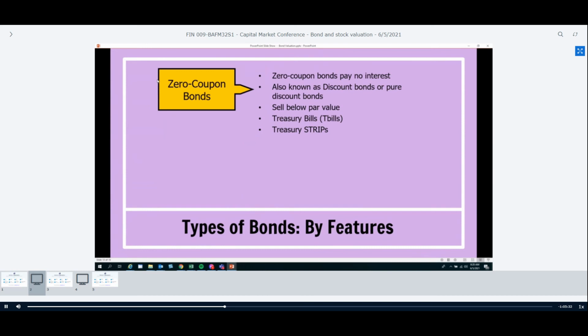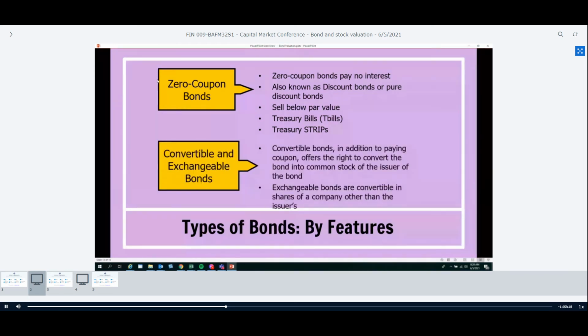So we also have zero coupon bonds which pay no interest, also known as discount bonds or pure discount bonds, no? They sell below par value. So examples are treasury bills and strips, no?